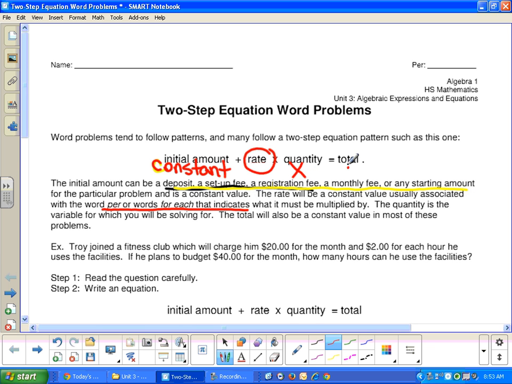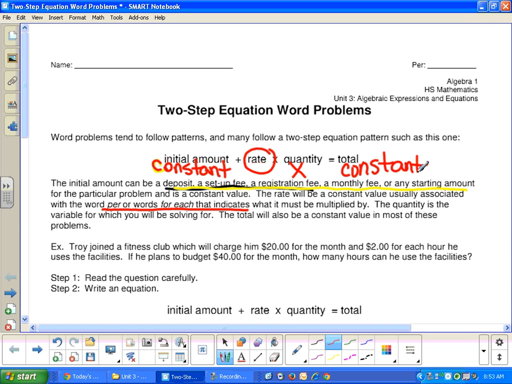Total is also going to be a constant. That's what it means, total. Usually you have a limit. You have this much money to spend, or a budget, or whatever it happens to be. How much can you do within that amount? So those are the things that we're looking for.